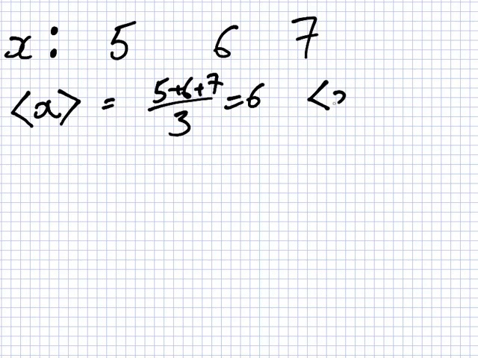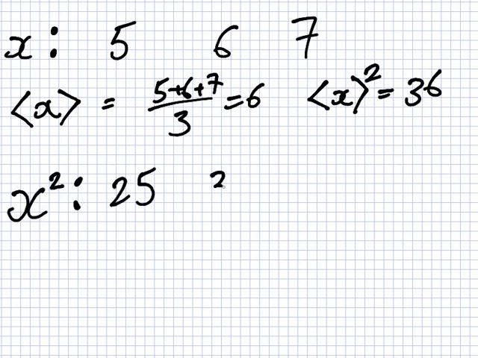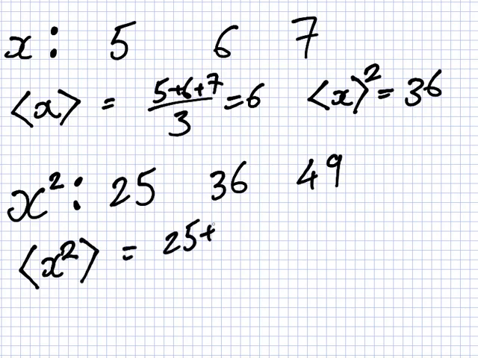So what's the average of x squared? That is 36. So the mean average squared is 36. That's fine. Now, if I want to do the next piece, well, I need to calculate x squared. Yes, so that's 25, 36, and 49. So the average here, squared, and then the mean average, that will be 25 plus 36 plus 49 over 3. Does somebody have that?